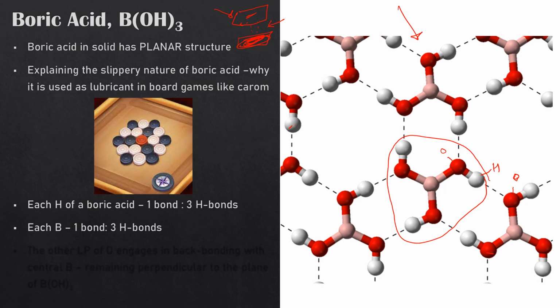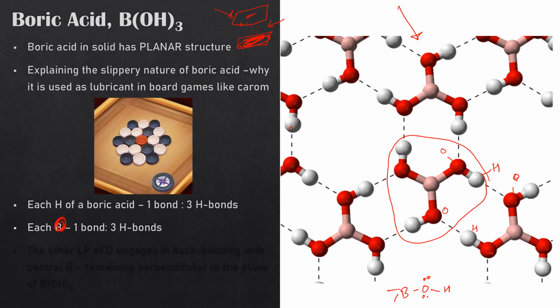Then every oxygen is also forming a hydrogen bond. So let us say this oxygen is present, and it is forming a hydrogen bond with the hydrogen of the next boric acid molecule. Now why only one hydrogen bond? Because oxygen has two lone pairs in boric acid, right? We have seen the structure of boric acid, like this. There may be other two such ways.